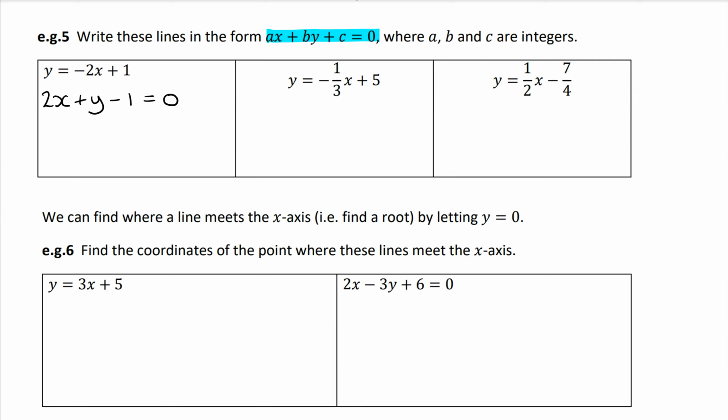Note that I could have also taken away the y from both sides and had minus 2x minus y plus 1 equals 0. That would also be correct, even though they look quite different. They still are the same equation.